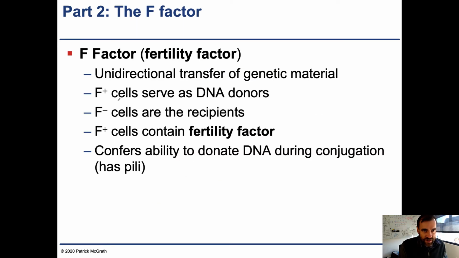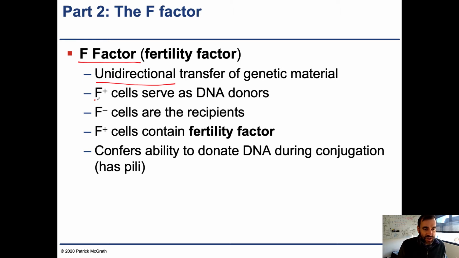In order to understand how conjugation works, you have to understand the F factor. This is the first example of a plasmid that conferred fertility that was studied in the lab. The F factor allows a bacterial cell to become kind of sexually active, where it's now able to transfer DNA from one cell to another. This is unidirectional, so the bacteria can only transfer DNA in one direction using the F factor.